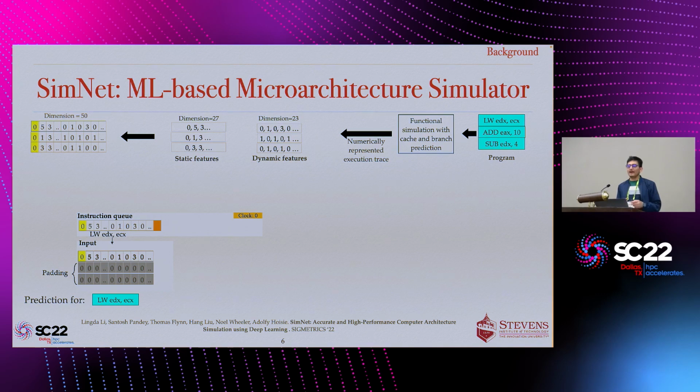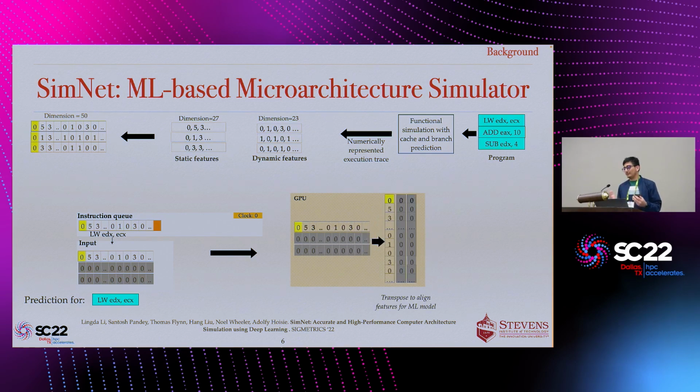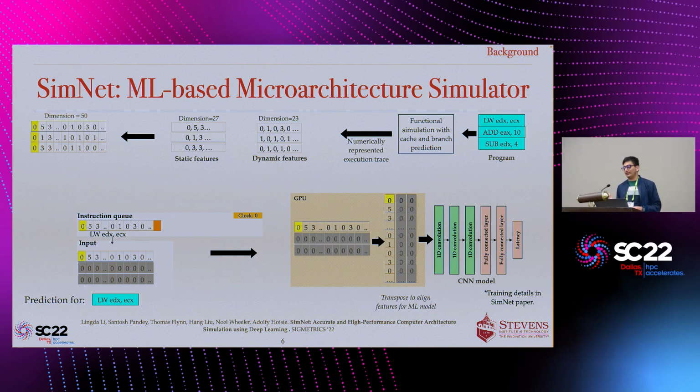Now that we have the input required for inference, we move this data to the GPU first to perform inference. So before we could perform inference on this data, the data is again transposed. We do this transpose so that we could align all the features of the instruction for the machine learning model. And with the input ready, now we can perform the actual inference. And here I have an example of a 5-layer CNN model used by SimNet. In this 5-layer model, the first 3 layers are 1D convolution, which is followed by 2 fully connected networks. And for more details on how we can train these kinds of models and what other choices of model exist, we can look into the SimNet paper.